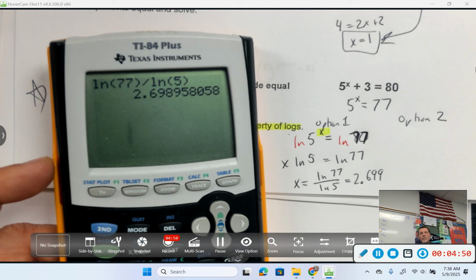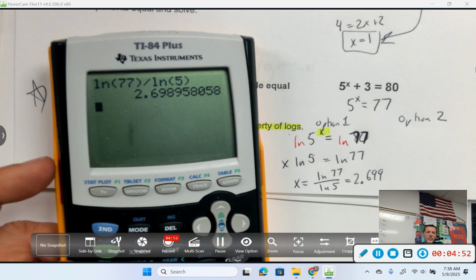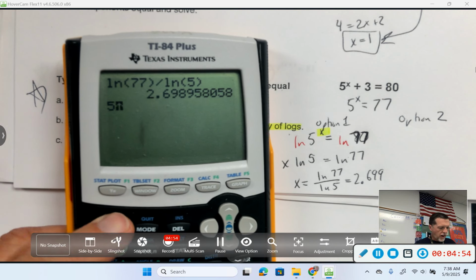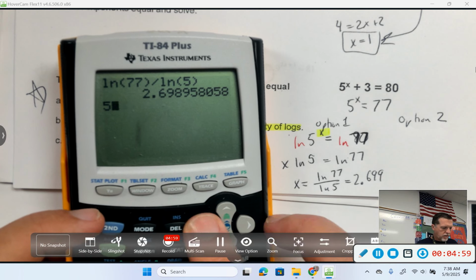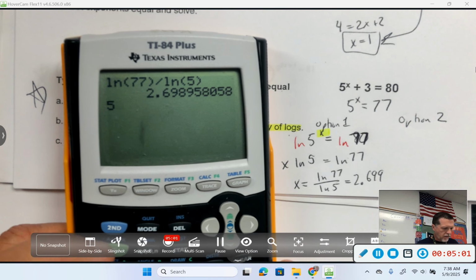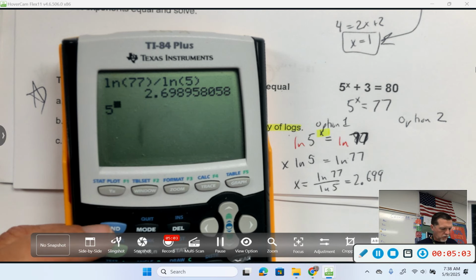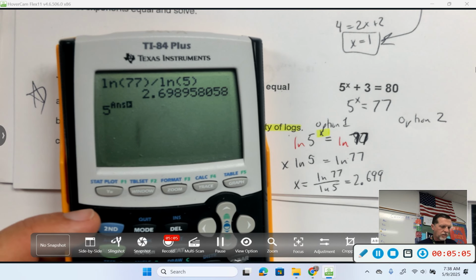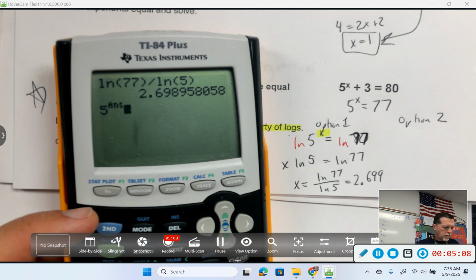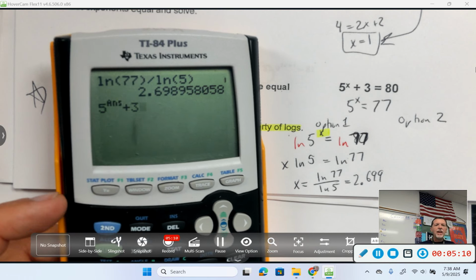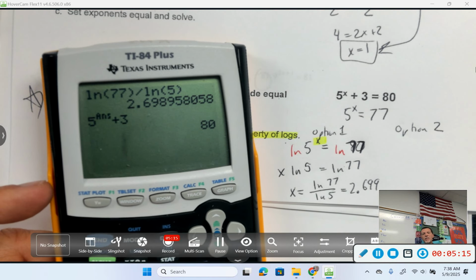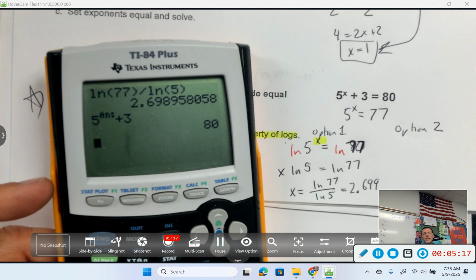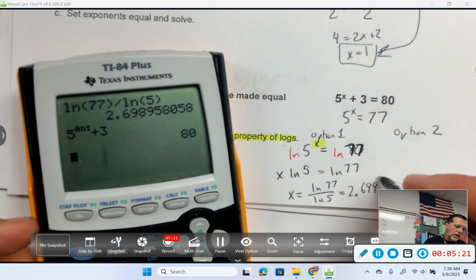And you don't have to check these, but they're pretty easy to check, because 5 raised to that answer, plus 3, that's supposed to be 80, and it is. So you don't have to check those, but it's usually pretty easy to plug it right back in, and especially since you have a calculator on these, to verify that it's right.